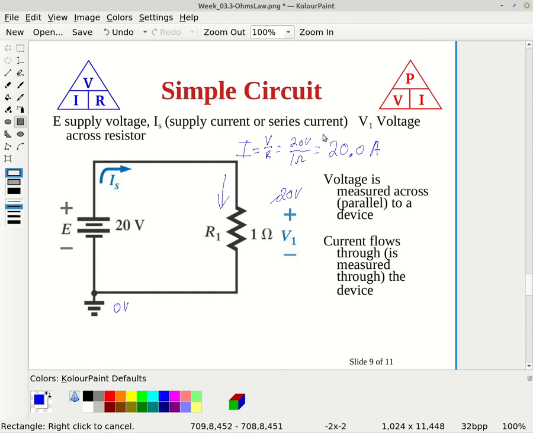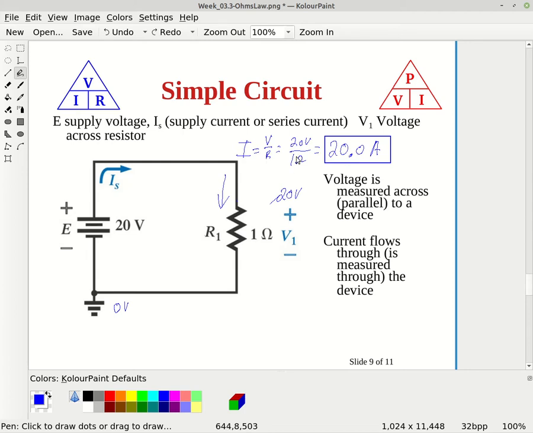So the answer for Blackboard then would be 20.0 ampere. Remember, we need to make sure that we leave a space between the number and the units. Okay? But this is how we calculate the current in a circuit.